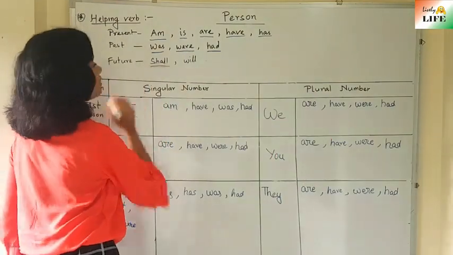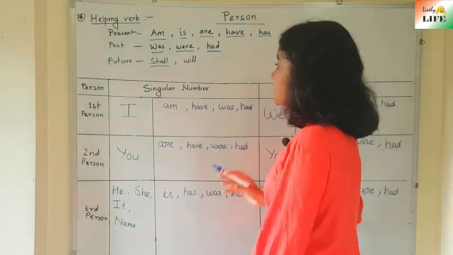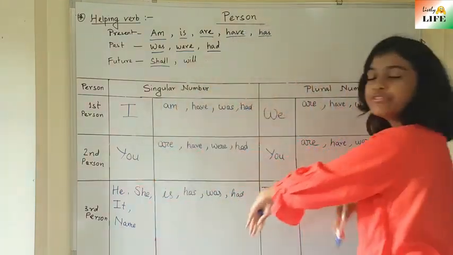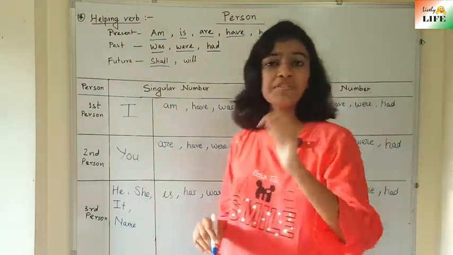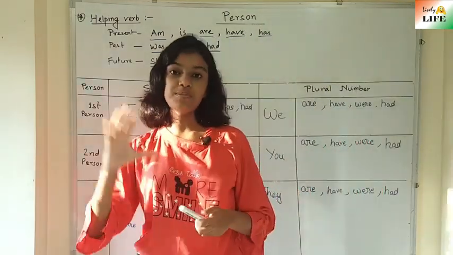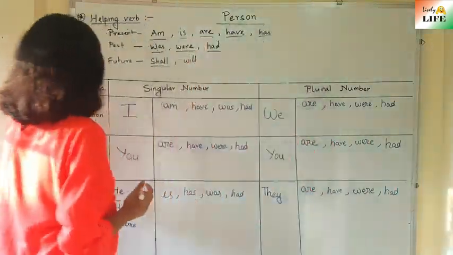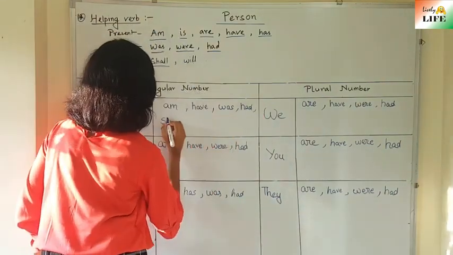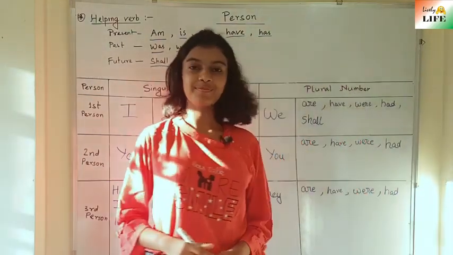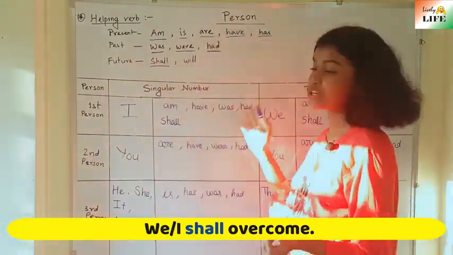Shall. Shall can only be used after I or we. Okay. It doesn't mean that will cannot be used after I or we. We can use will after each and every one of these persons, but shall is specifically used sometimes after I and we. When we are talking about something formally, at that time shall is mostly used. So, shall after I and we. As for example, we shall overcome. So, this is where shall is used.